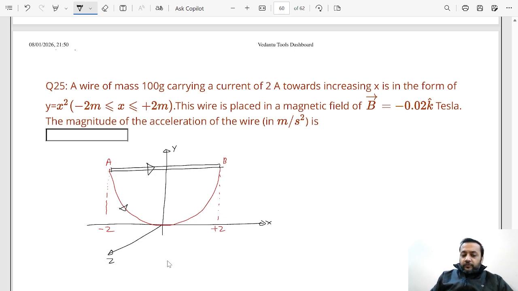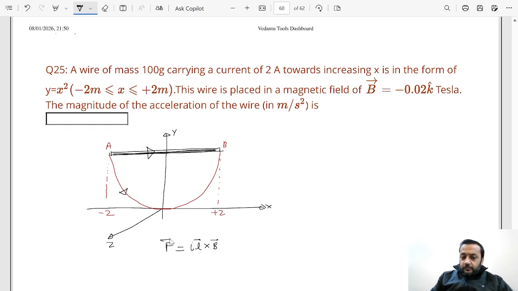Now to find the force, you can use I into L cross B. The L vector is along the i cap, and the magnetic field is going into the screen. So you can directly understand that the magnitude of F will be I into L into B into sine 90, where L will be this length. Current here is 2 ampere. This length becomes 4 because this is minus 2 and this is plus 2. Magnetic field will be 0.02 magnitude wise. Sine 90 is 1.